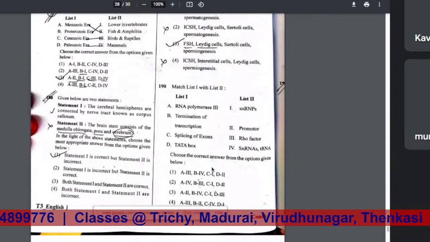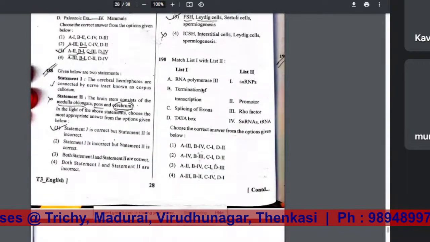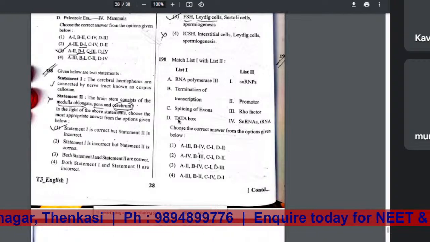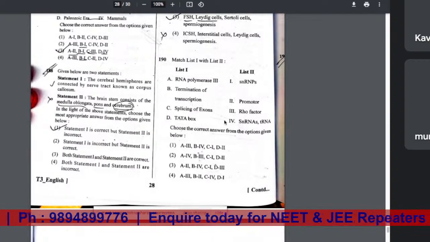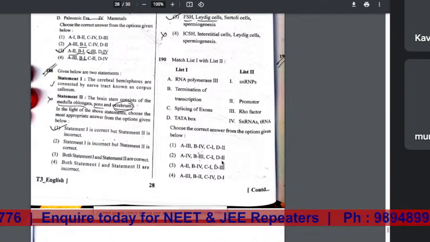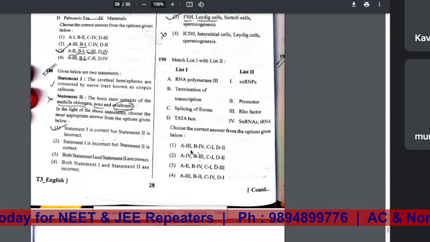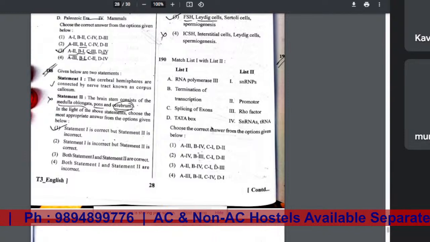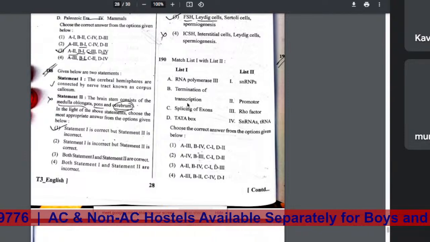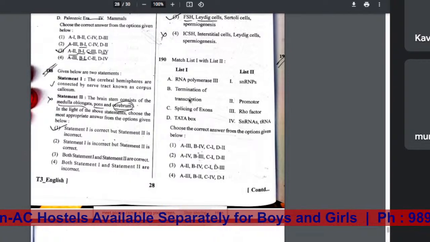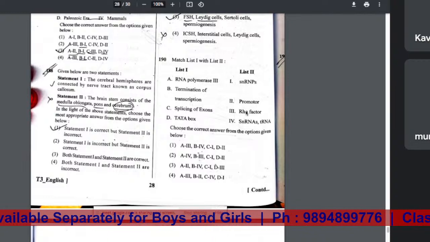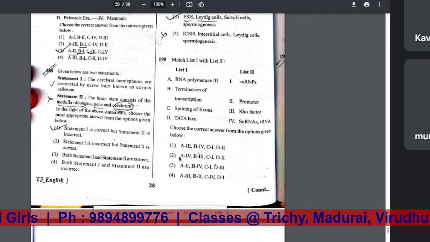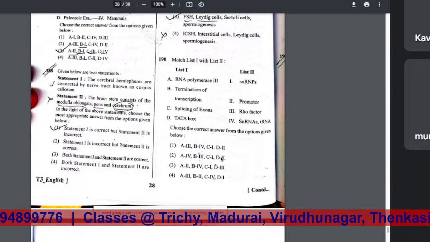The next one is they're asking you to match these two columns. You should know that TATA box is a promoter. If you see D is 2, you have only two options. 3 and 4 can be eliminated, so it has to be only 1 or 2. Now, termination of transcription is done by rho factor. If you know that B is 3, the answer for the 190th question would be 2, the second option.